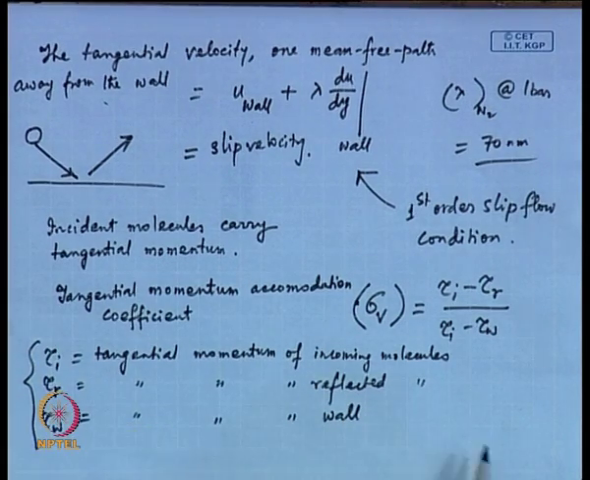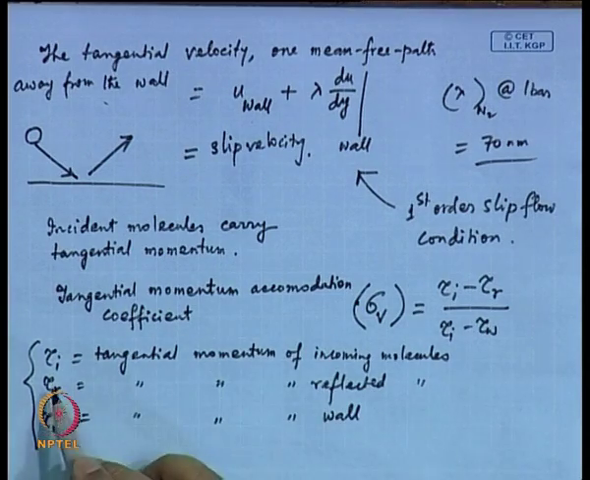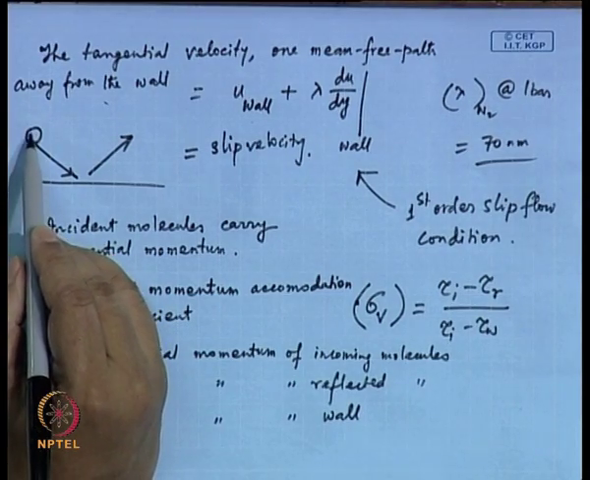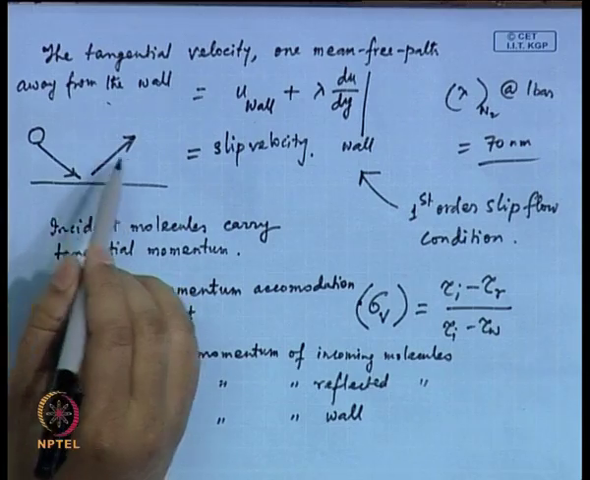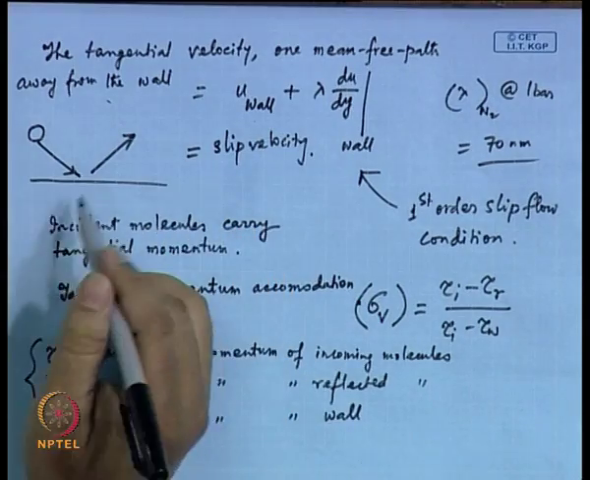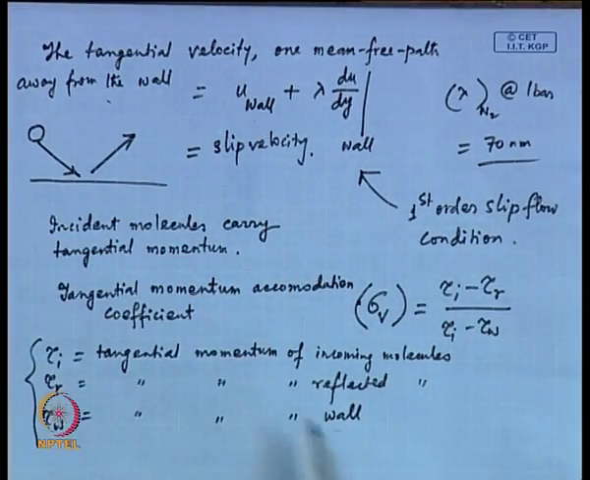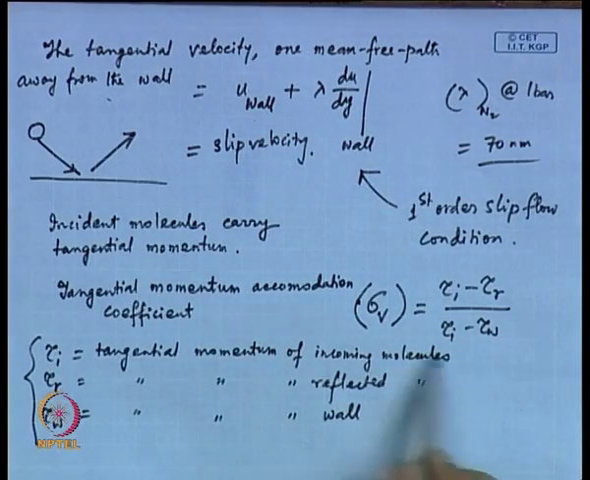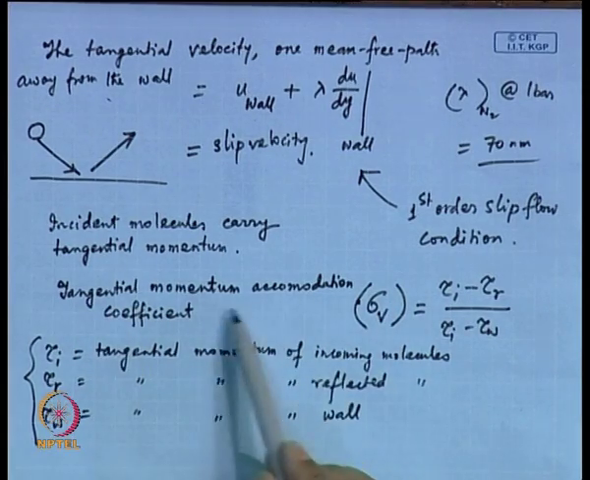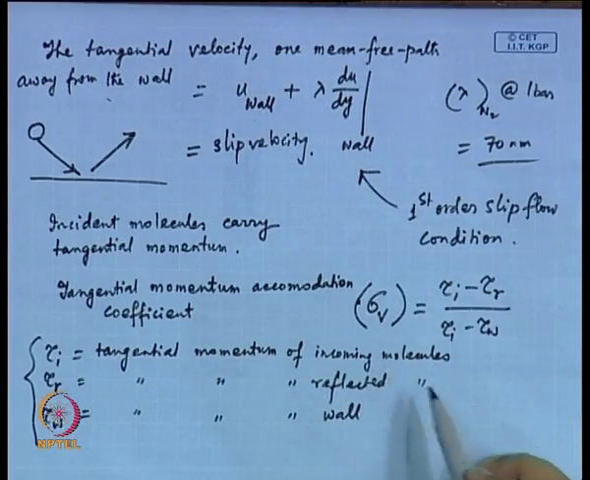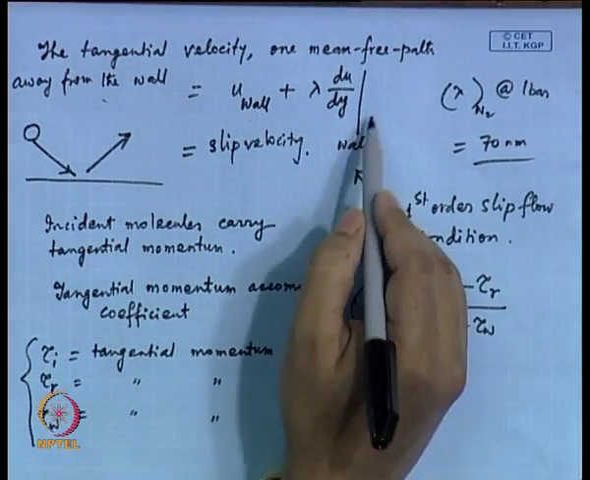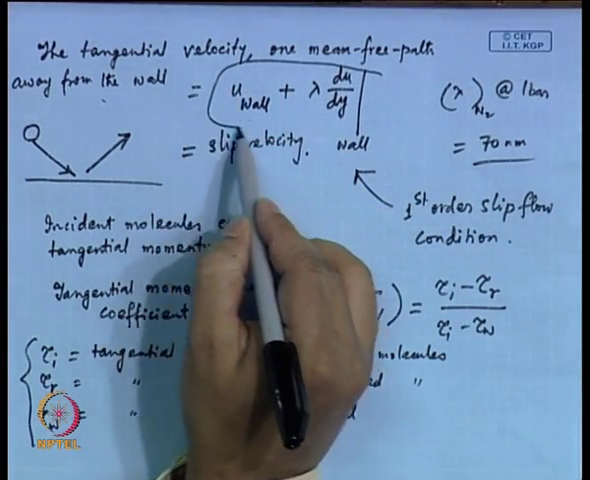Okay, so if these tangential momentums are defined, the point here is that these molecules carry with them some amount of tangential momentum, that means momentum in this direction, and the wall itself may be moving or may be static. So, to account for the wall's tangential momentum and the incoming and reflected molecules, one has a coefficient known as the tangential momentum accommodation coefficient, defined by sigma v.